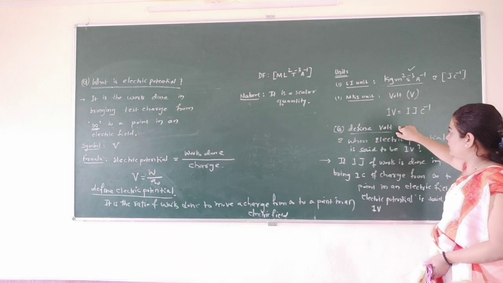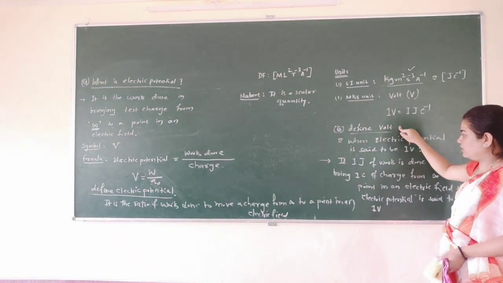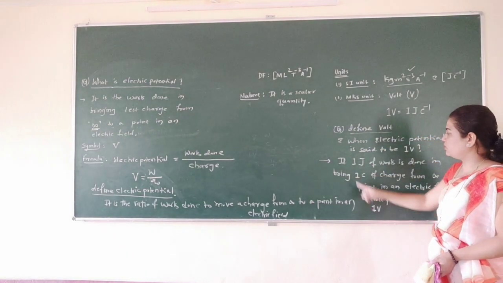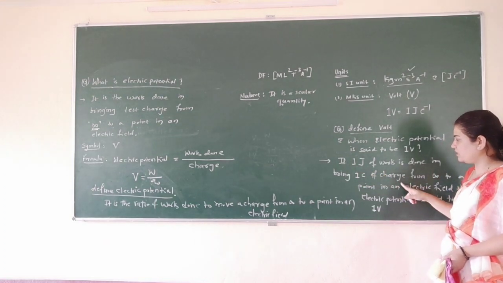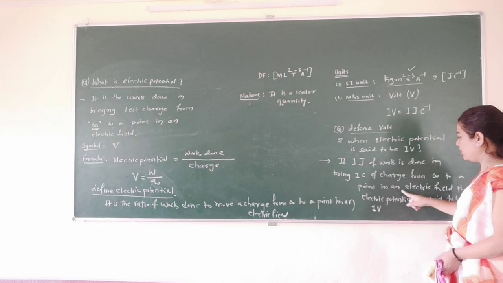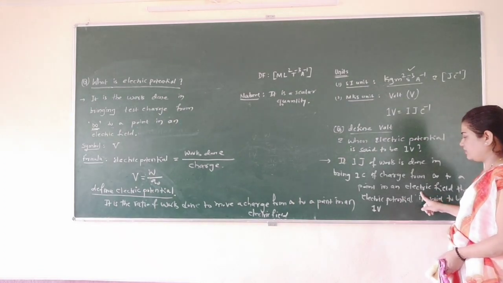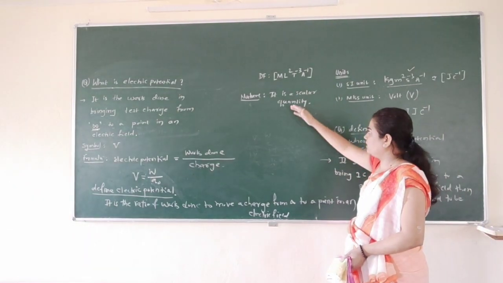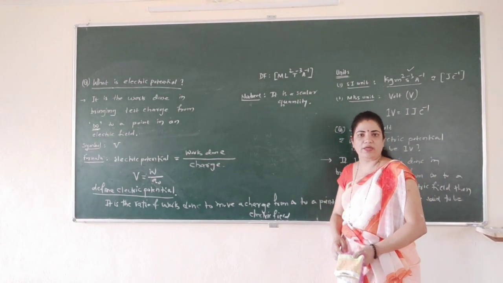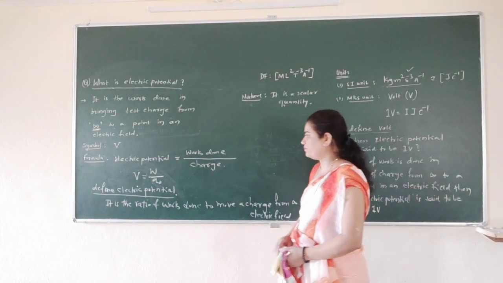Next, when is electric potential said to be 1 volt? So work and charge are there. How much work? 1 joule of work to bring what? 1 coulomb of charge from infinity to a point in an electric field. Then electric potential is said to be 1 volt. Dimensional formula we have written, and then nature: it is scalar, it has no direction like electric field.